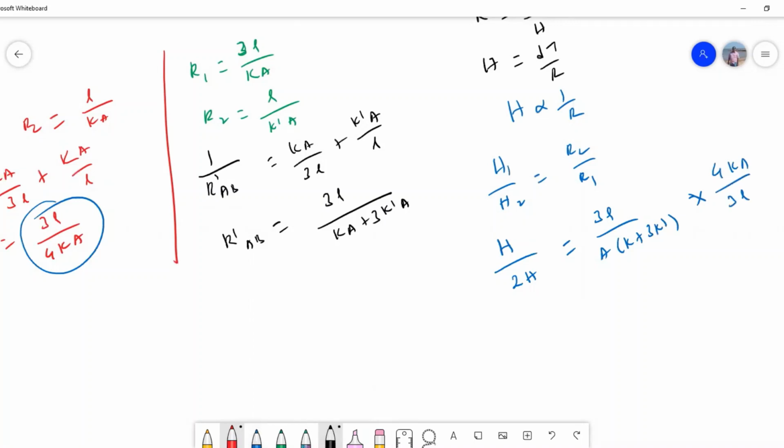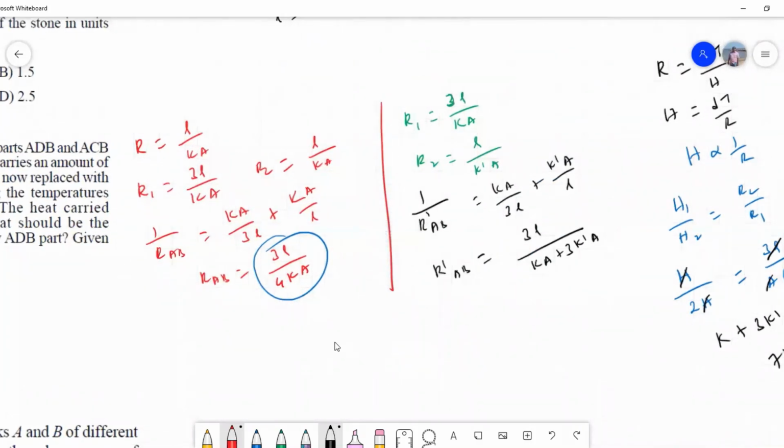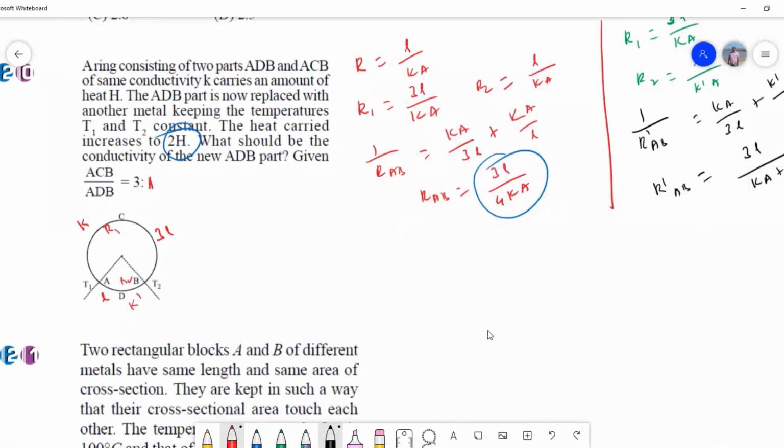Let's simplify that. The 3L cancels, the A and A cancel, the H cancels. Now you cross multiply. K plus 3K dash is equal to 8K. Therefore 7K is equal to 3K dash. So K dash is equal to 7 by 3 K. A very good problem. Here we need to understand that the resistances are connected in parallel. You just convert it in that way and you'll get it very easily.